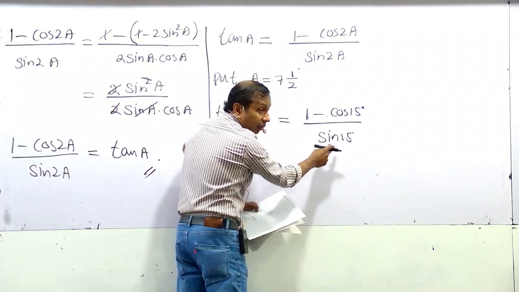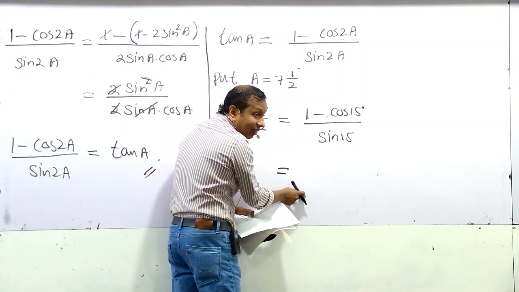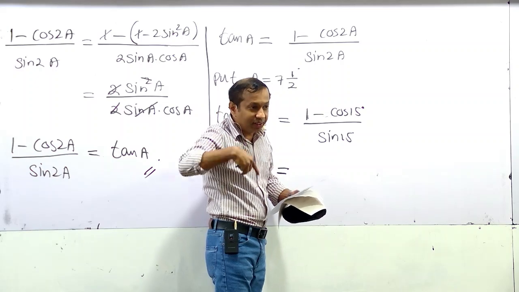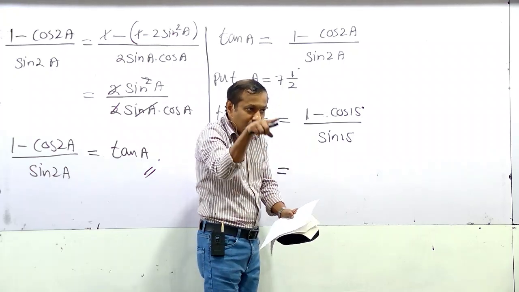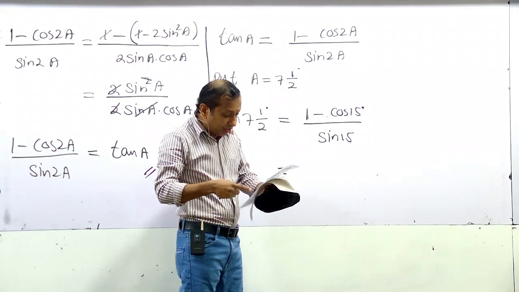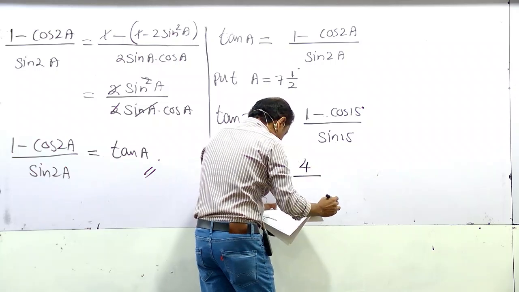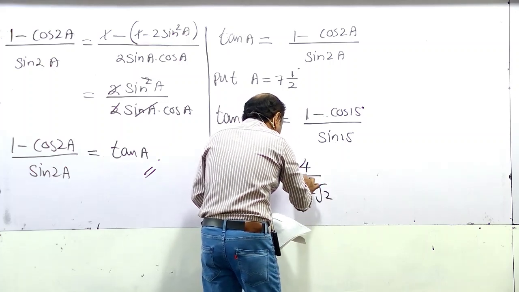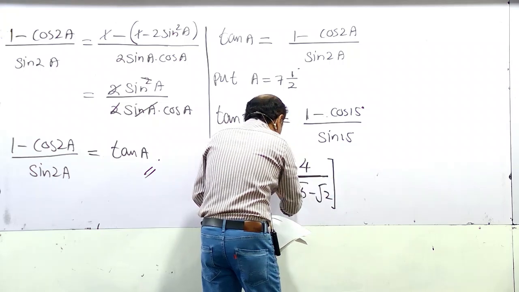Now here, I'm going to write it like this. This sin 15 means 1 over sin 15, no? Then how do we take the answer of 1 over sin 15 directly? In the question we got the sin 15 answer, so we take its reciprocal. Sin 15 answer is (root 6 minus root 2) divided by 4. Take the reciprocal: 4 over (root 6 minus root 2).